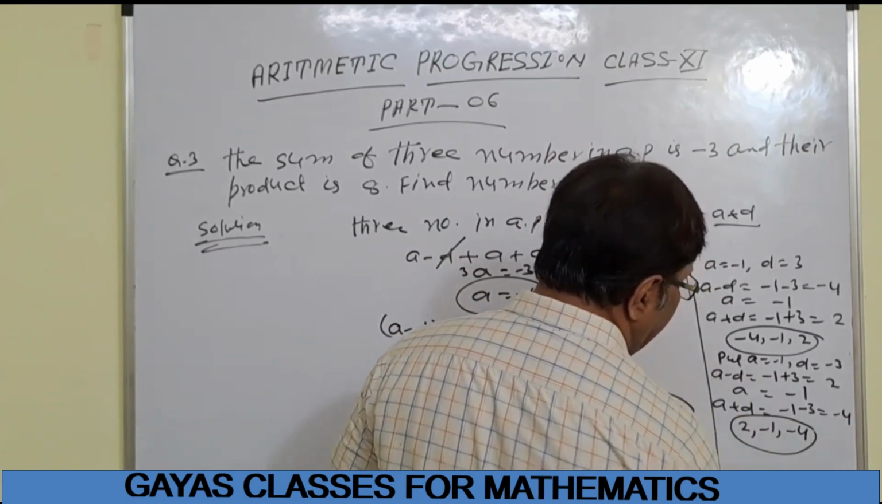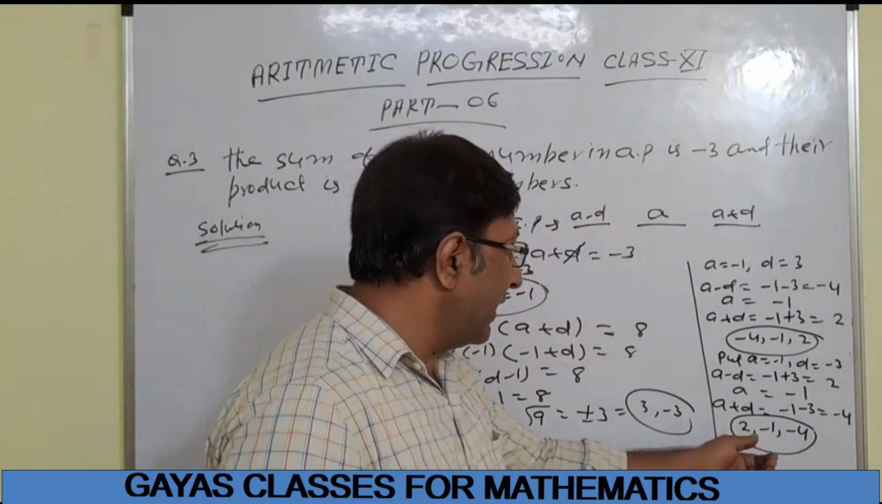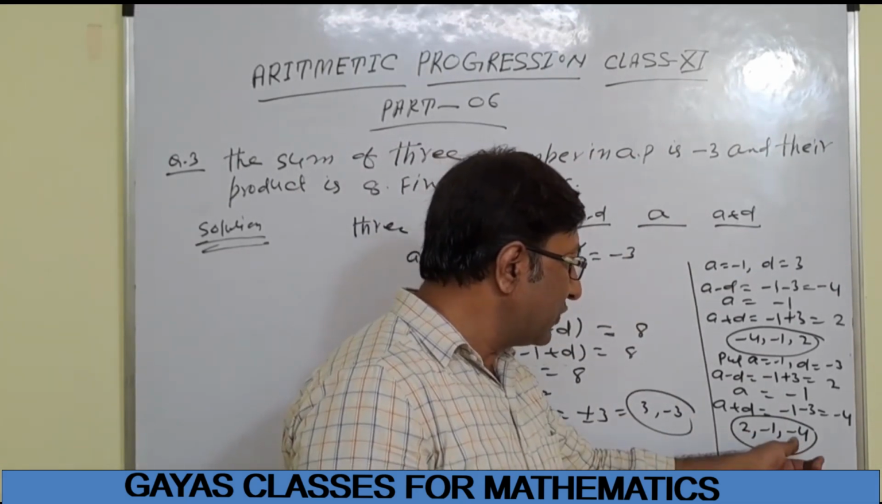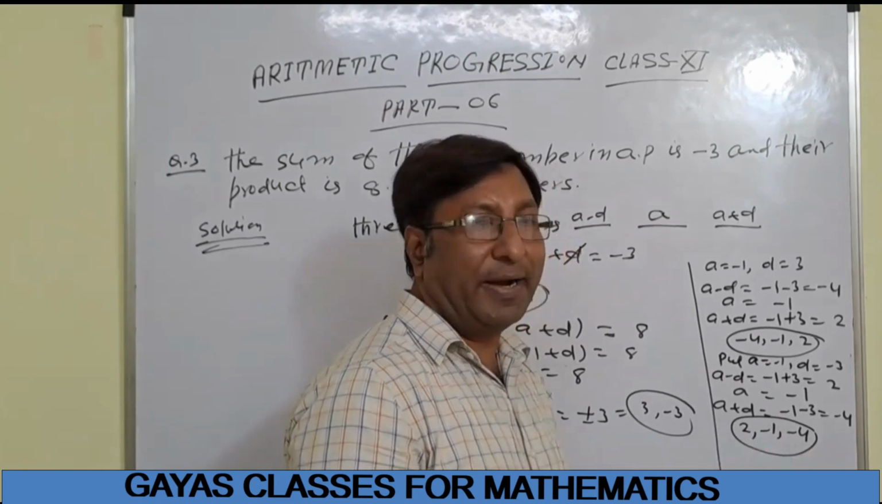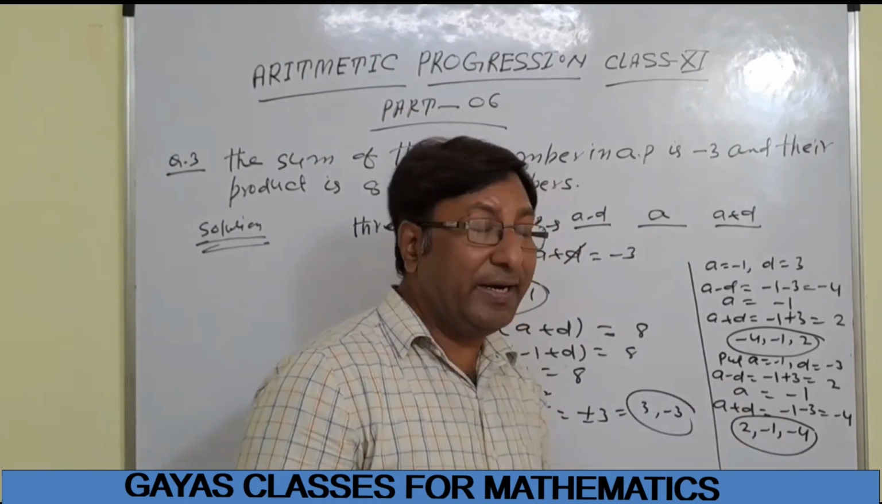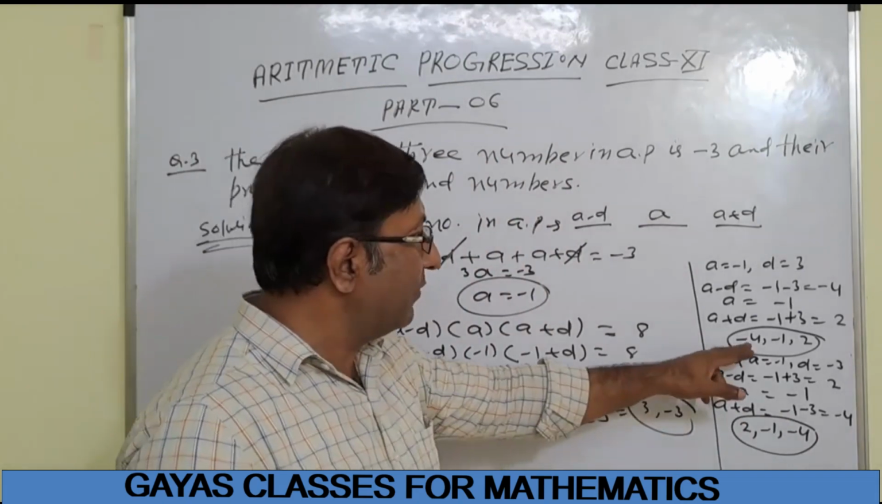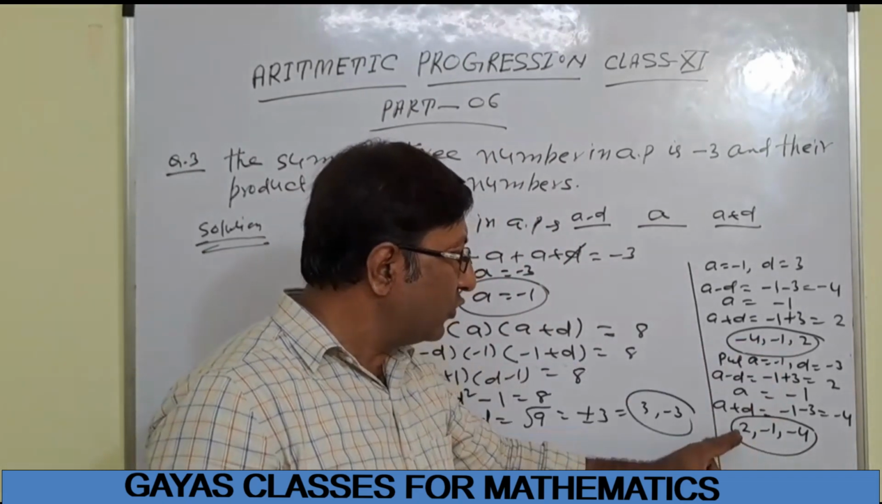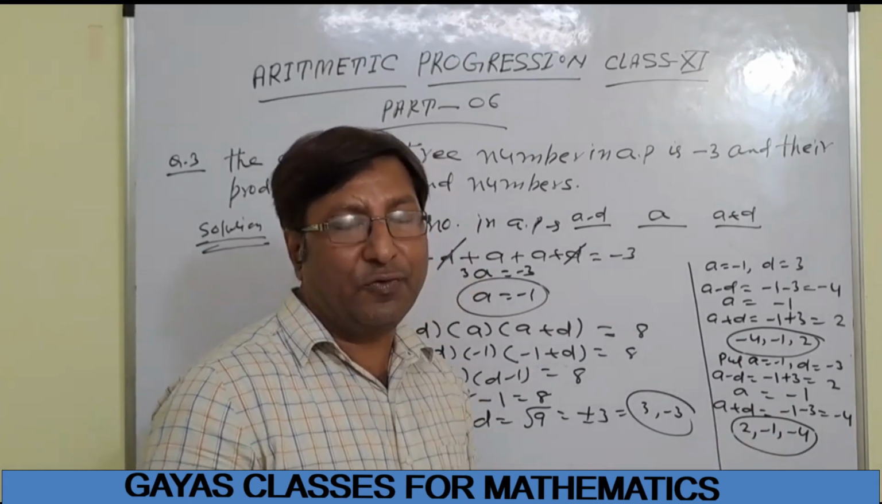These numbers are in AP, you can check. Minus 1, second term minus first: minus 3. Minus 4 plus 1 is also minus 3. In this way we can find any such question. Here the 3 required numbers are minus 4, minus 1, 2, or 2, minus 1, minus 4.